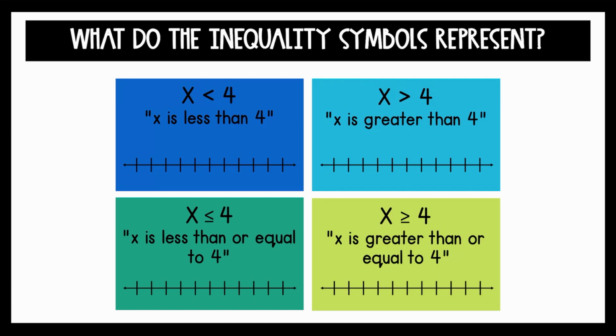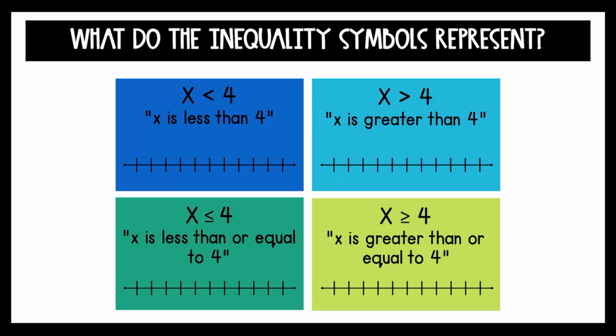So what do the inequality symbols represent? We have 4 different symbols. We have x is less than 4. And then right below that, we have x is less than or equal to 4. That little line underneath the less than symbol makes it less than or equal to. And then on the right, we have x is greater than 4, and we have x is greater than or equal to 4.